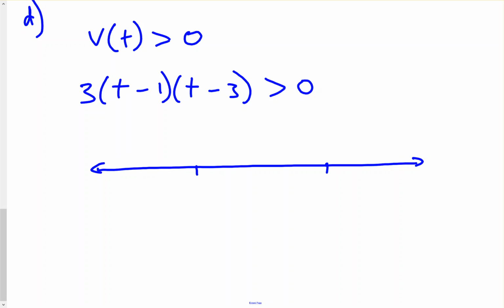Alright, so let's do a number line test. We know when t equals 1, we get 0. When t equals 3, we get the velocity equal to 0. We want to see what's going on outside of these regions, or within these regions. So to the left of 1, 0 goes as a test point.